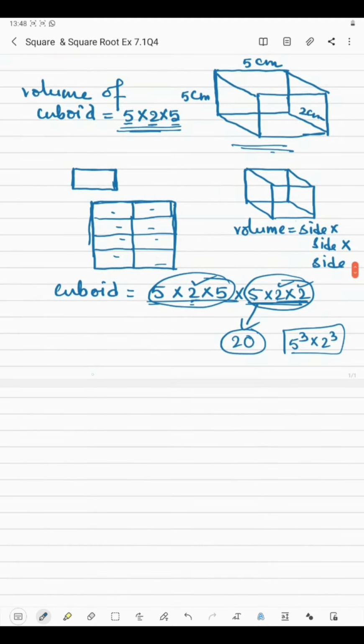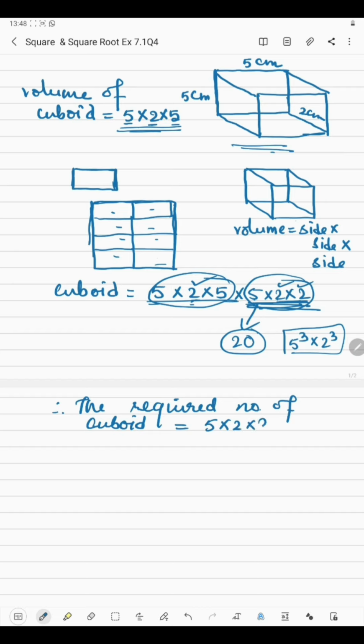So we will write the required number of cuboids is 5 into 2 into 2, because these numbers we have taken extra, right? So if you multiply this, we'll get the number of cuboids, because after taking this, it forms a cube. So it will be 5 2's are 10, 10 2's are 20. So the required number of cuboids is 20.